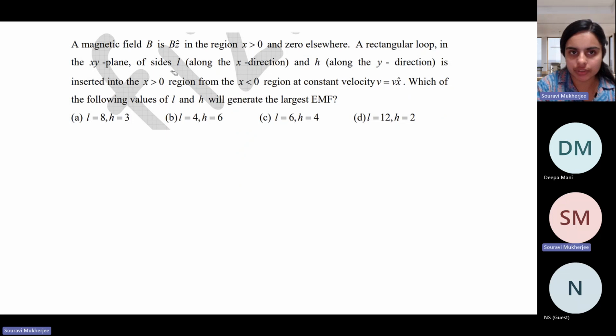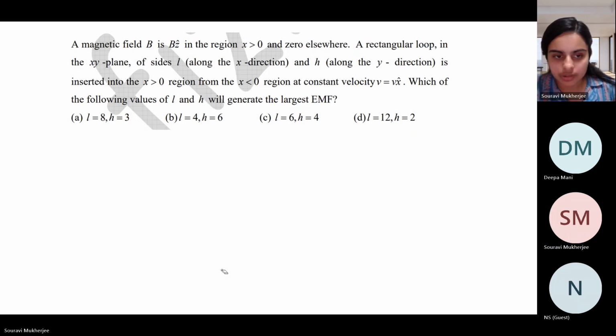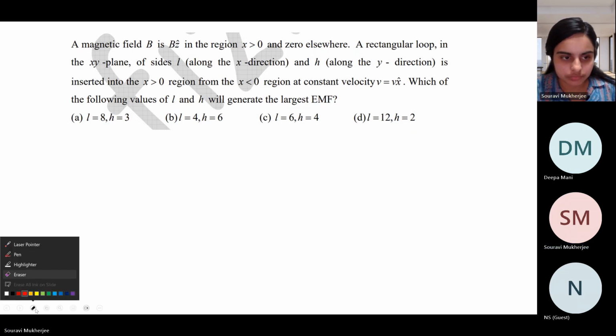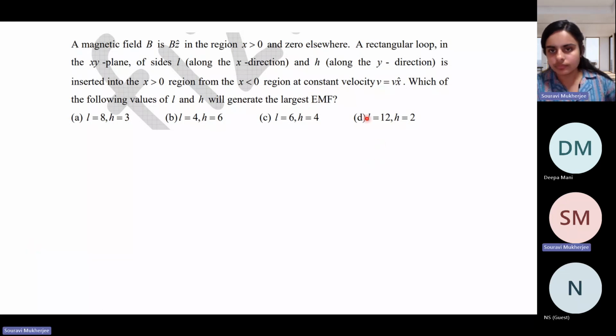So here you already know the dimensions. This is a very common mistake that people make. What is L? L is the dimension along X. Your velocity is along X. Your force is not along X, right?